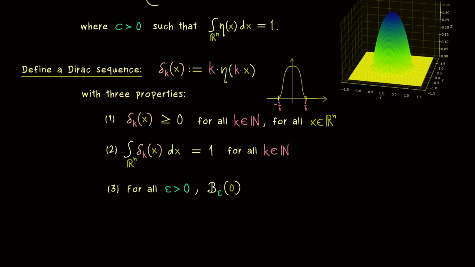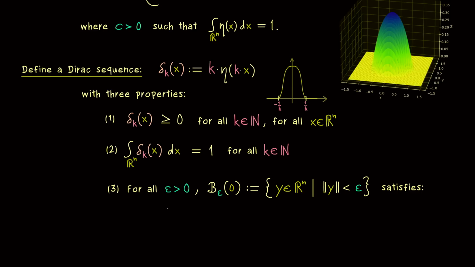and the common notation for the epsilon ball around the origin is given by B_epsilon(0). And for the sake of completeness, I give you the definition here. These are all the points y in R^n that satisfy that the standard norm of y is less than epsilon. So this is just a small open neighborhood around the origin.